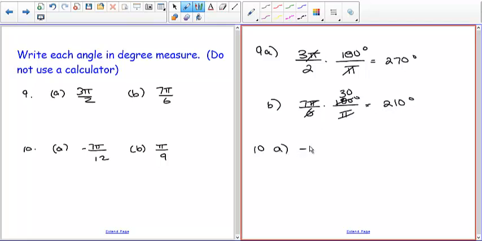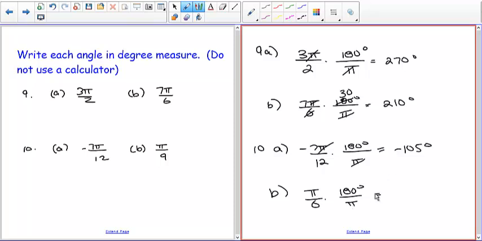Okay, then we have negative 7 pi over 12 multiplied by 180 degrees divided by pi. Pi's cancel out. Again, you could simplify this, but let's just stick it in your calculator. So you get negative 7 times 180 divided by 12, and we get negative 105 degrees. And then we have pi over 9. We'll multiply by 180 degrees per pi radians. The pi's cancel out. 180 divided by 9 is 20 degrees.